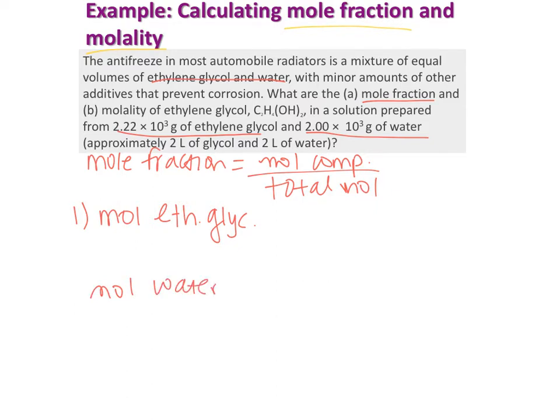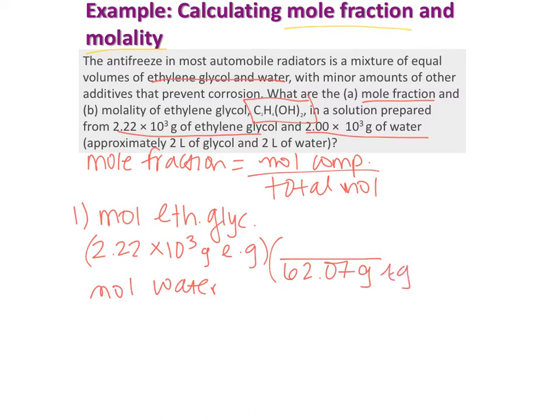To do that, we are going to take the mass of ethylene glycol, which is 2.22 times 10 to the third grams, EG, just to abbreviate. And then I will use the molar mass, which is 62.07. If you're wondering where I'm getting the molar mass, you can either add it up based off of this formula, or you can Google it. And then this gives me 1 mole of EG. And you should get from this 35.8 mole.